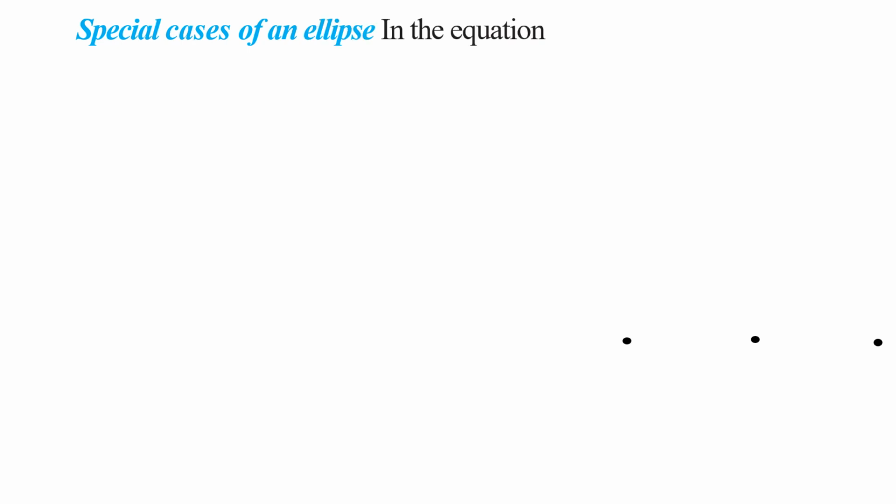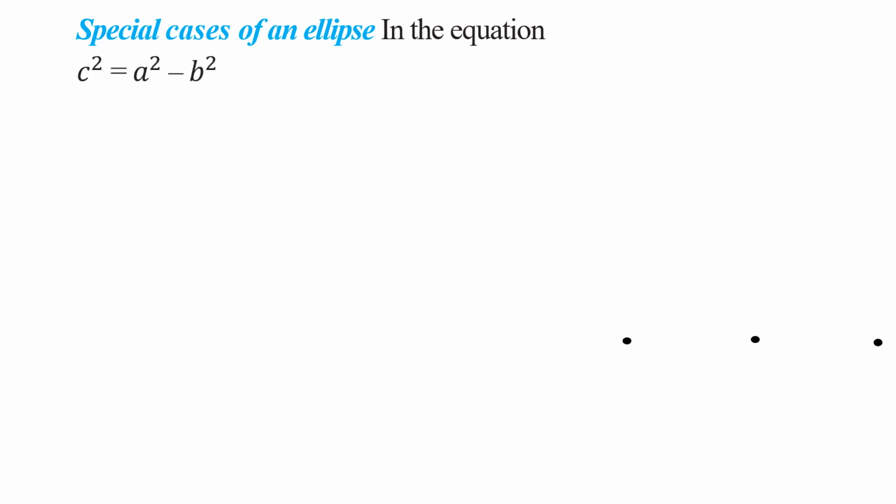In the previous slide, we discussed the relationship between the length of the semi-major axis, the length of the semi-minor axis, and the distance from the focus to the center of the ellipse. That is c square is equal to a square minus b square. Now, some special cases of an ellipse arise. Let us discuss these special cases of an ellipse.